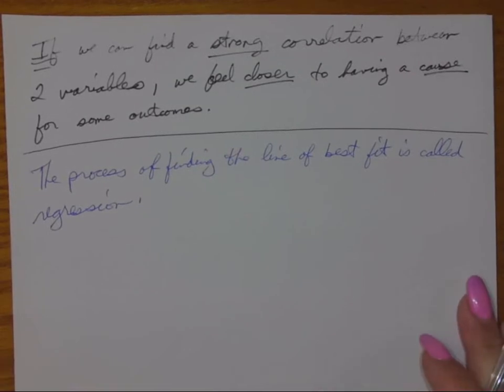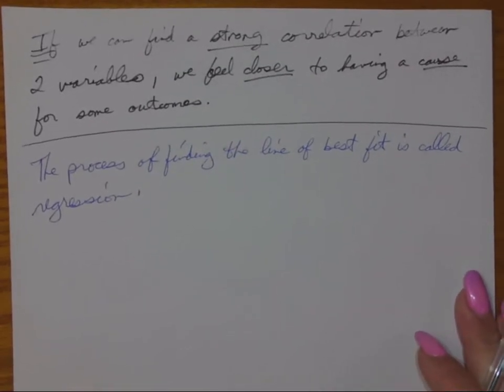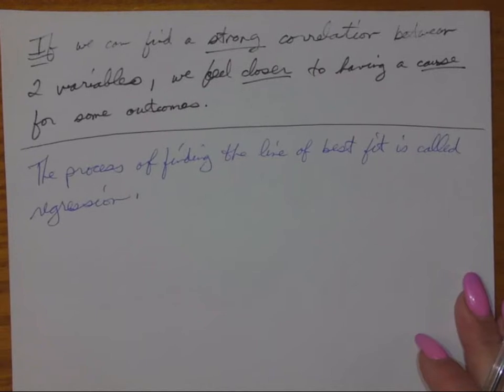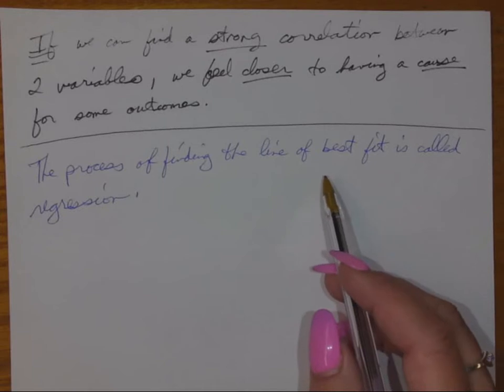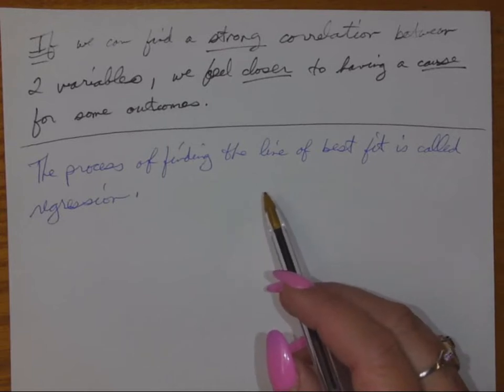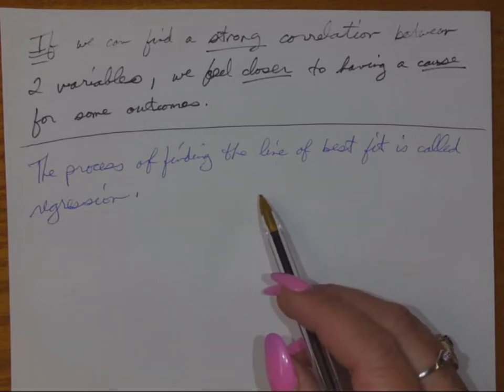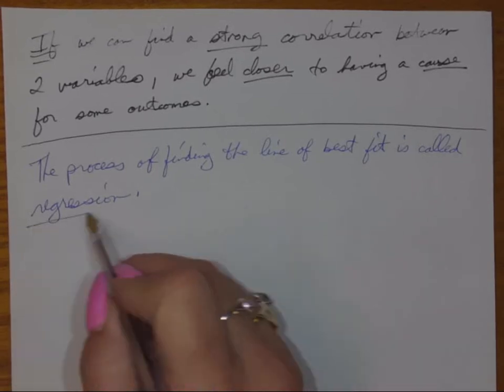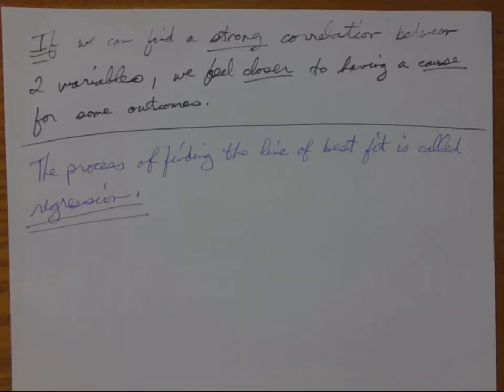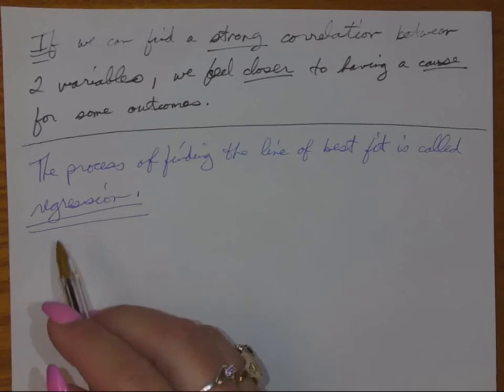You're not going to have to do it on the calculator for this exam. If you do, I'll tell you about it. I'll make a separate video with calculator work and stuff like that. But you'll have to be able to see correlation. You'll have to know if it's positive or negative, how closely related, and so on and so forth. So the process of finding that line of best fit is called correlation, or I'm sorry, called regression.